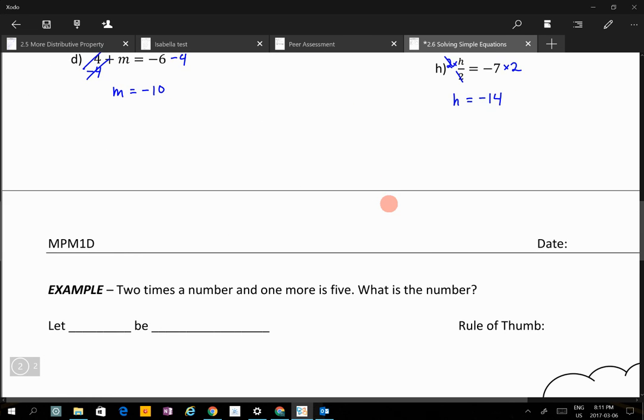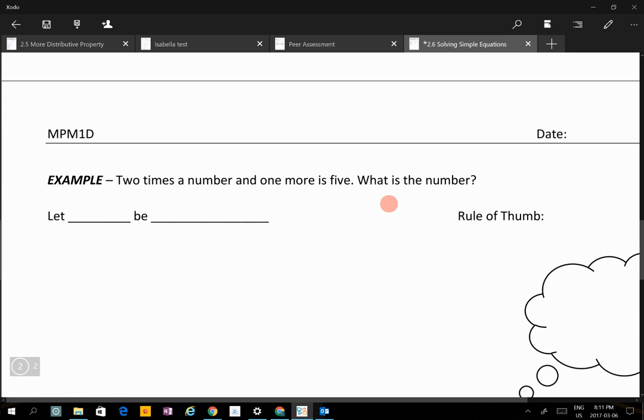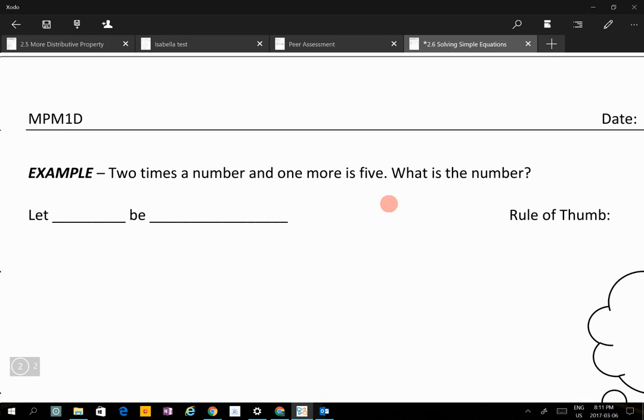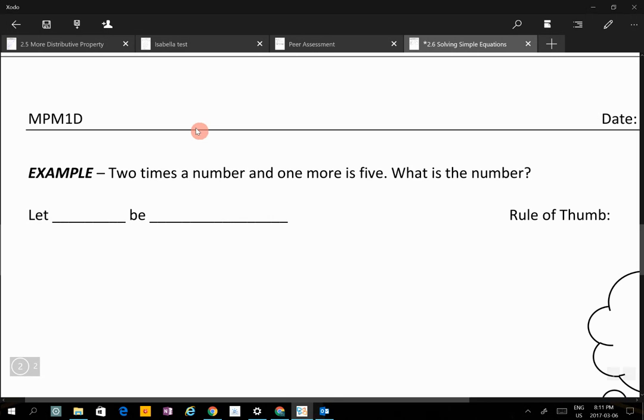Okay, and there you have it for the first part. Let's go to the second part. So, example. 2 times a number and 1 more is 5. What is the number? So this is kind of like a word problem you have to figure out. So we're going to have to define a number. The number is what we're looking for. So if we're looking for something, I'm going to claim that to be x. So let x be the number.